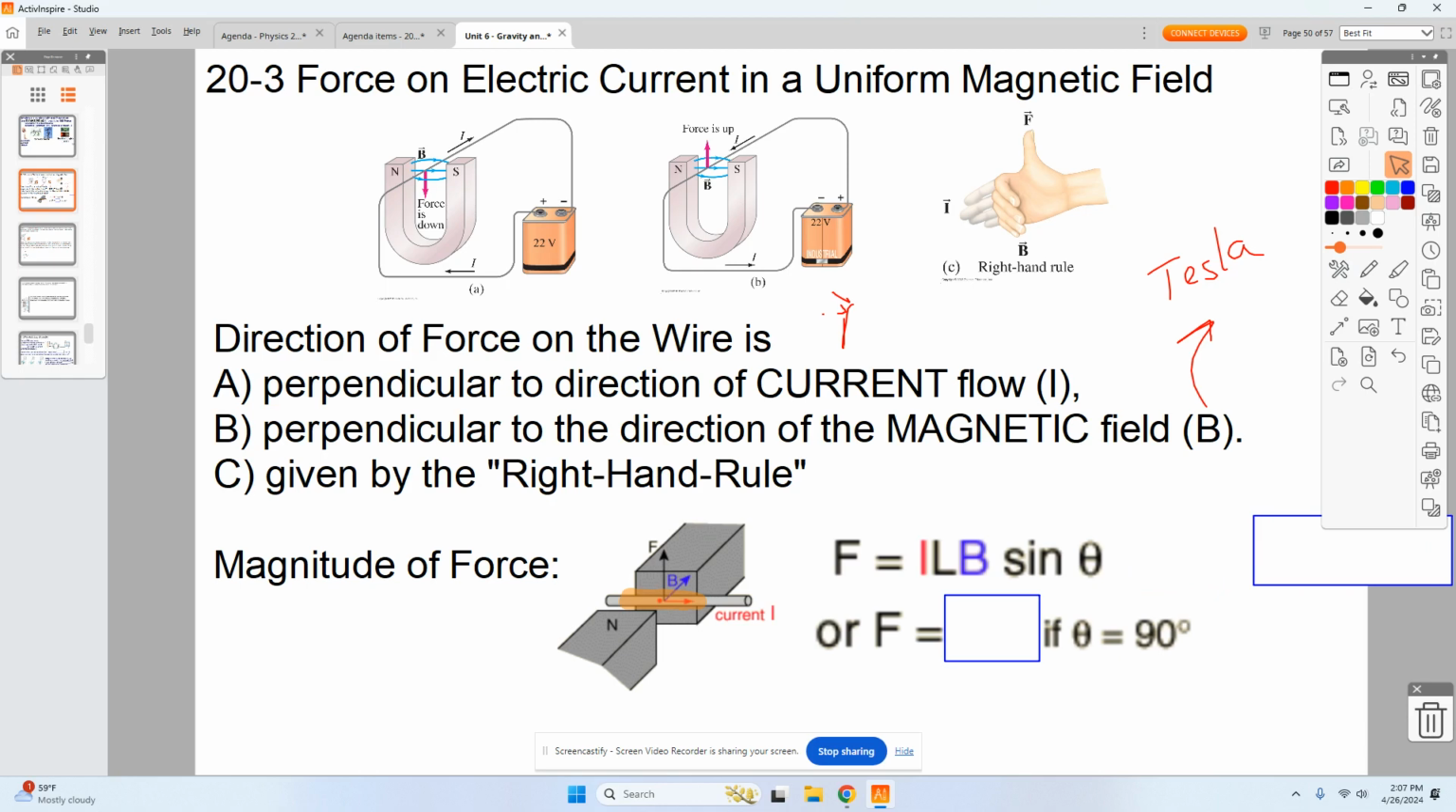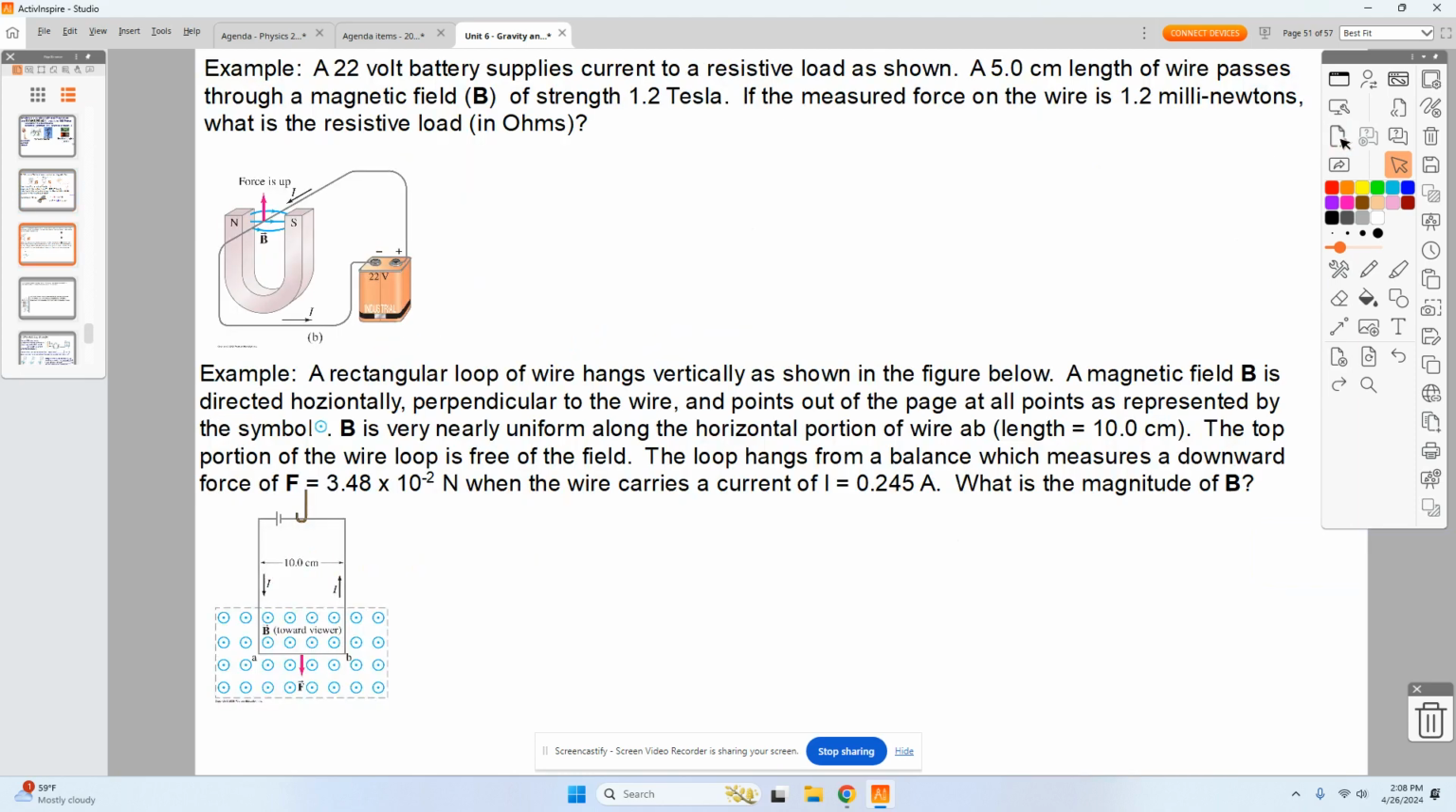So all we're going to do in this class, I will only use force is equal to ILB. So this is the first time we've seen that equation. F equals m times a is how we computed force before, mass times acceleration. Now we're going to be able to look at that as force is equal to ILB, because we're going to assume that the angle is always perpendicular, so we get the full product. I'm going to show you a few examples. This is just quantifying that amount of force. The hard part, again, will be determining the direction.